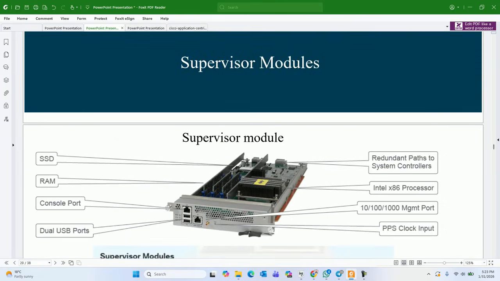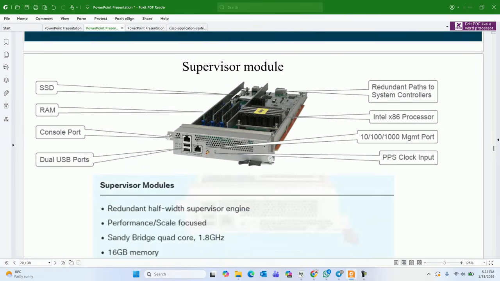Then supervisor modules. These are the hardware components. You look at this, the supervisor module has the console port. We have the USB port also. Okay guys, tell me something about the USB port. What can we do using a USB port on the switches? Yes, we can put the OS, and we can also take the configuration backup on the USB.